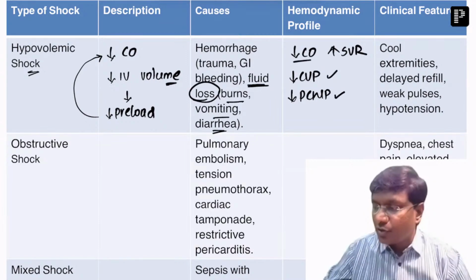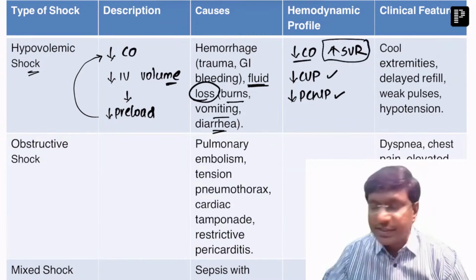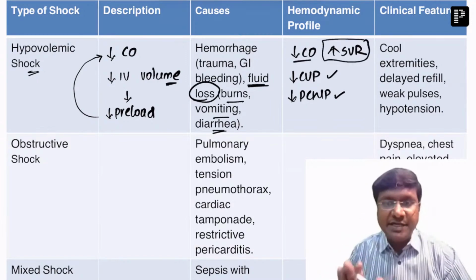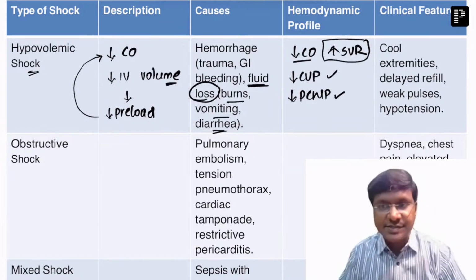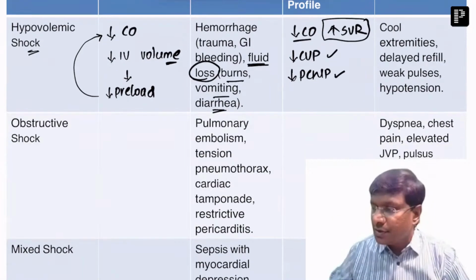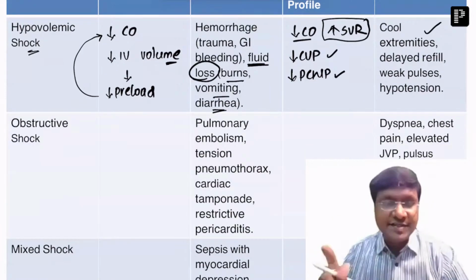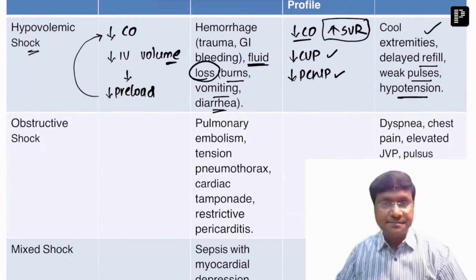And accordingly, cardiac output is also reduced, whereas the systemic vascular resistance is increased. So the only parameter which is increased in hypovolemic shock is systemic vascular resistance. That's all. And in hypovolemic shock, as the cardiac output is reduced, how will the extremities be? Cold extremities. There will be delayed refill, weak pulses, and hypotension.